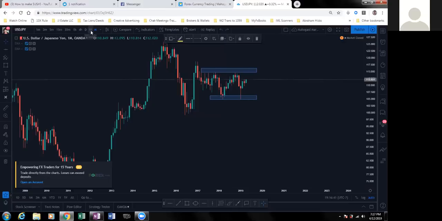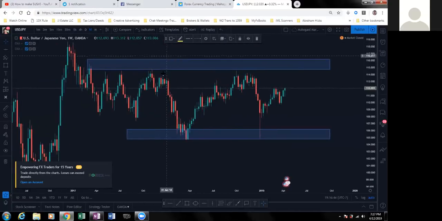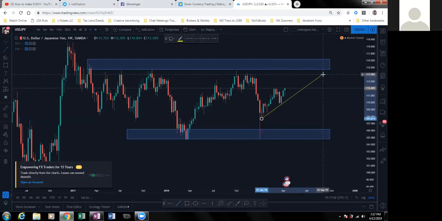Now I'm going to go to my next time frame, which is weekly. And I'm going to look here, and this is the place where I like to put my trend line if my trend line is necessary. Here, for me, I can clearly see that we are in an uptrend. I'm going to take my trend line, and I'm going to draw an uptrend.